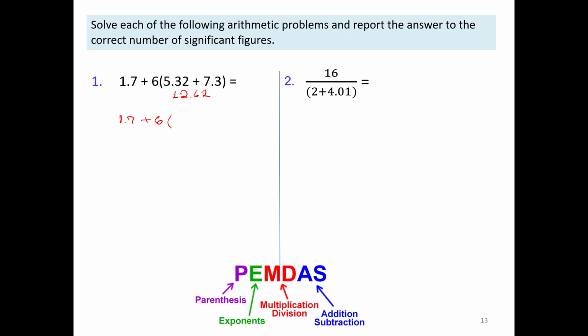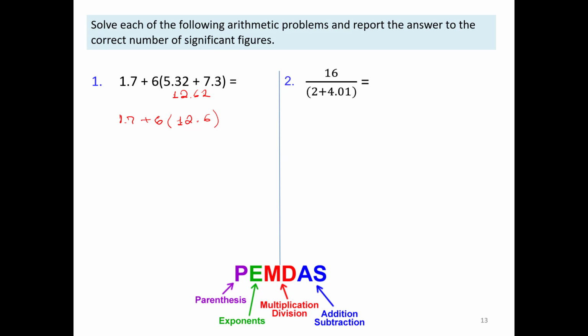Now, in this case, because we had addition, we need to take into account the number of decimal places. We had 2 decimal places for 5.32. In the case of 7.3, we had 1 decimal place. And we must have 1 decimal place in the answer. Then the answer should be 12.6. It's just 1 decimal place.